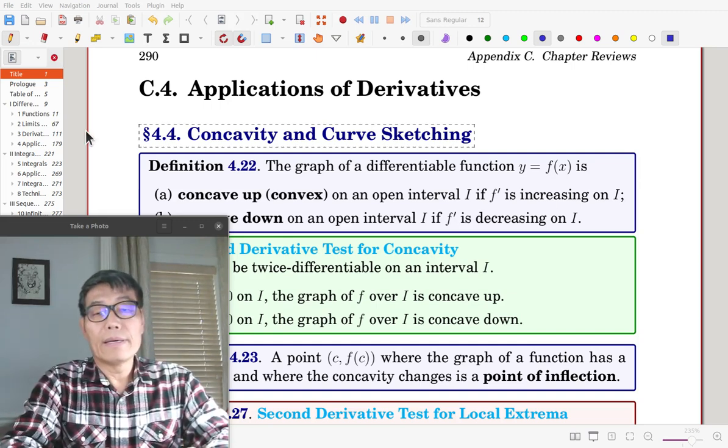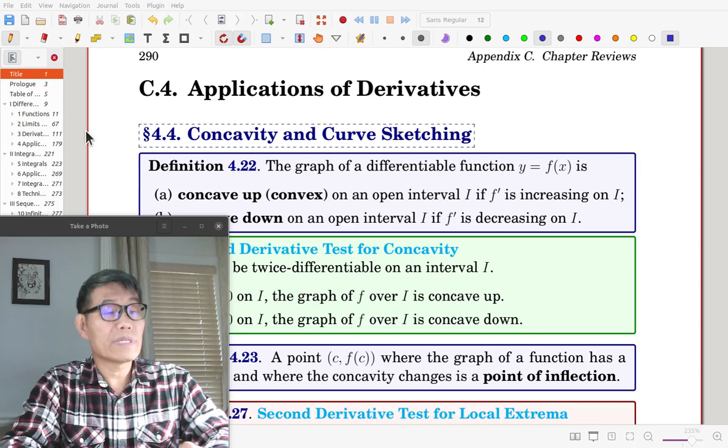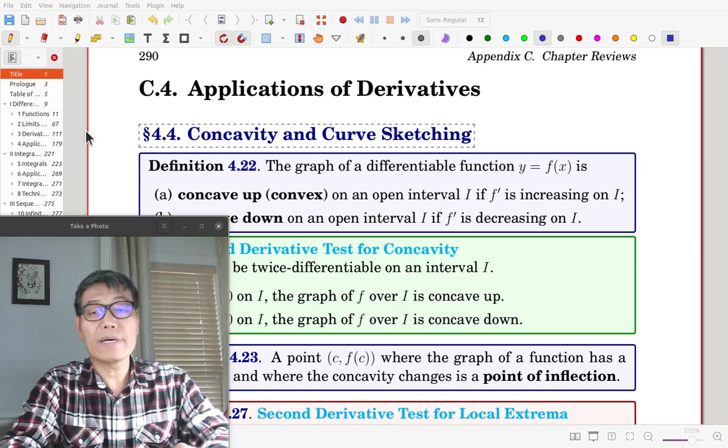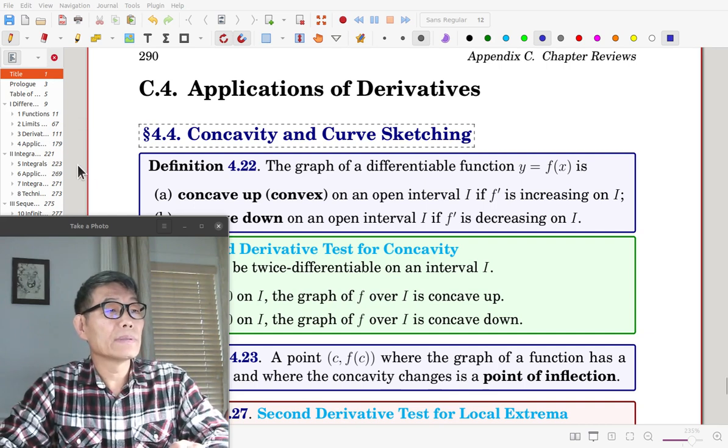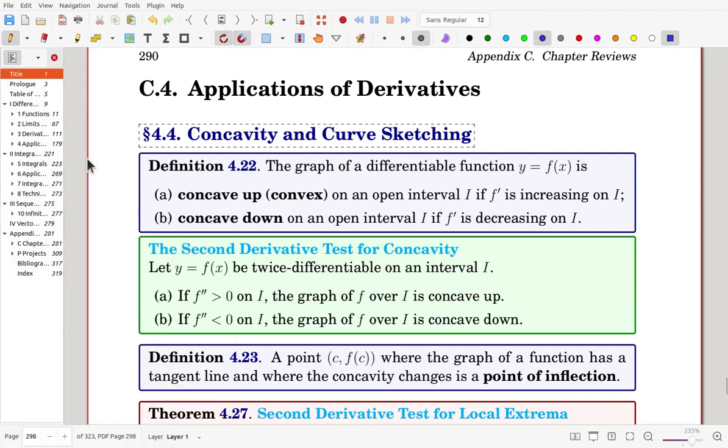Hi, this is a review for Chapter 4, Applications of Derivatives. Let's begin with concavity and curve sketching. Here we have a definition.